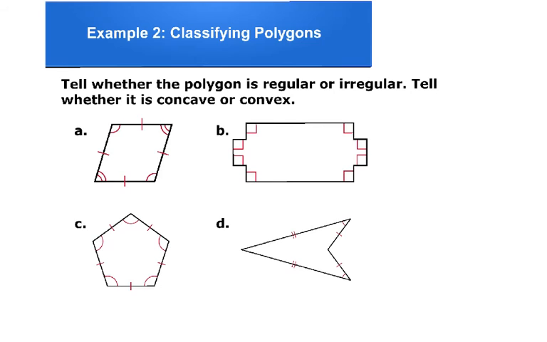So tell whether the polygon is regular or irregular, and then tell whether it is concave or convex. So first, let's look at part A. We can see that all sides with these tick marks are said to be congruent. Well, these two angles are congruent. These two angles are congruent, but they're not all congruent to each other. So it's equilateral, but it's not equal angular. Therefore, it is irregular.